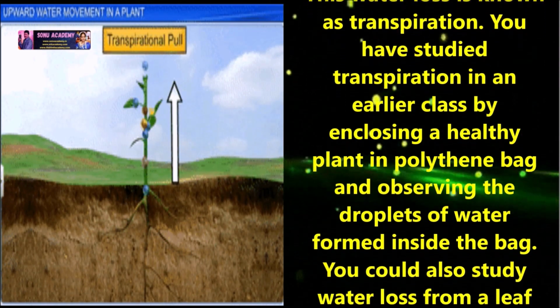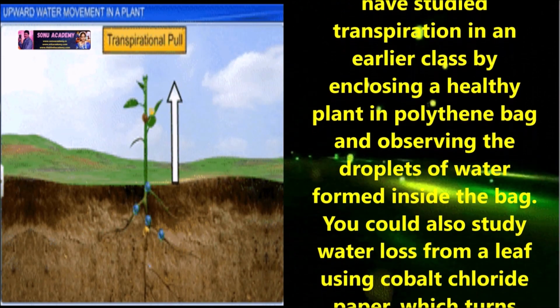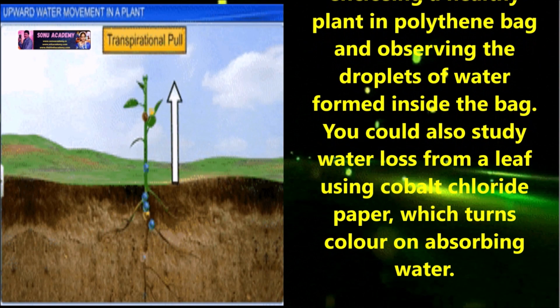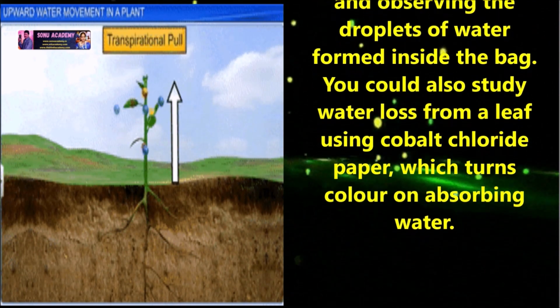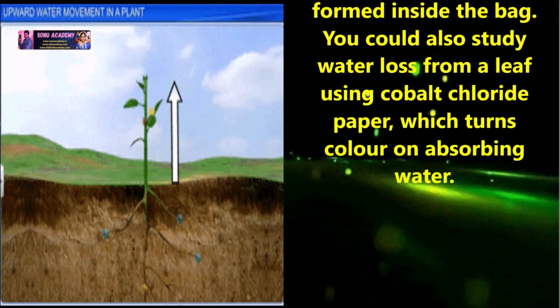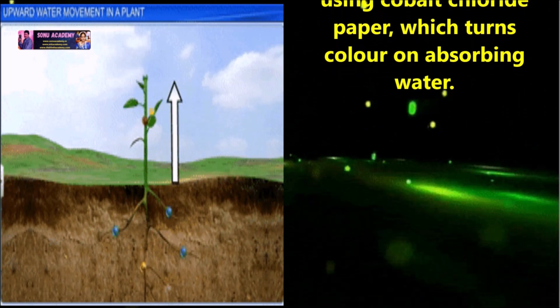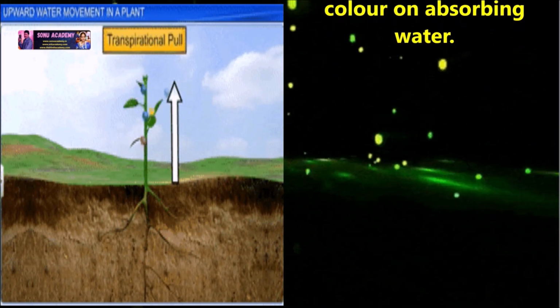You have studied transpiration in earlier classes by enclosing a healthy plant in a polythene bag and observing the droplets of water formed inside the bag. You could have also studied water loss from a leaf using cobalt chloride paper, which changes color on absorbing water.